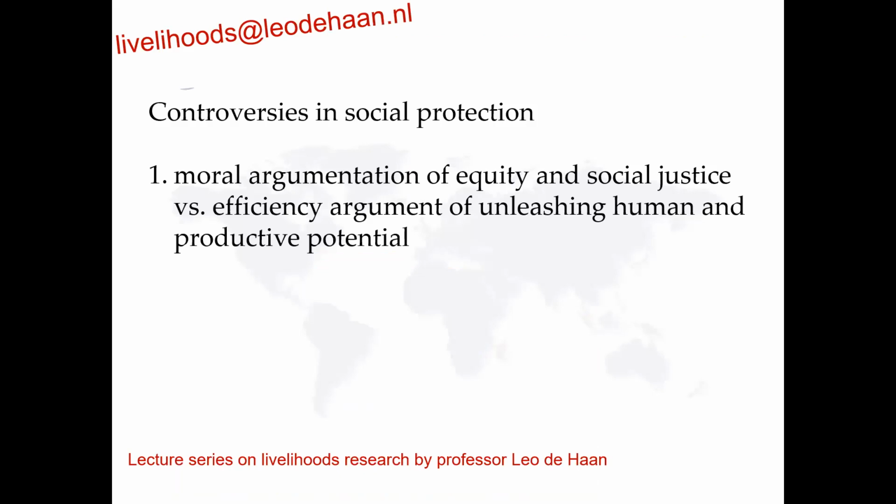Despite points of agreement, social protection in development also remains the subject of fierce debate. Most fundamental is the controversy between the moral argumentation of equity and social justice and the efficiency argument of unleashing human and productive potential. The former departs from the idea that all members of society perform their task as good as they can and are given what they need, while the latter argues that poverty is a waste of human productive potential, weakens social unity, risks social unrest, and therefore reduces economic growth.